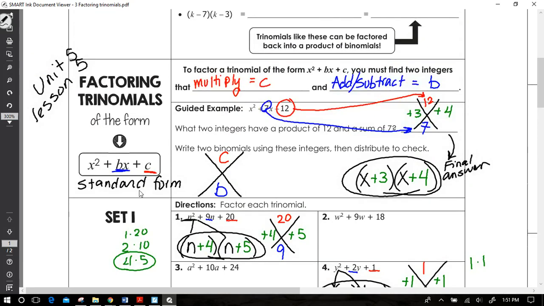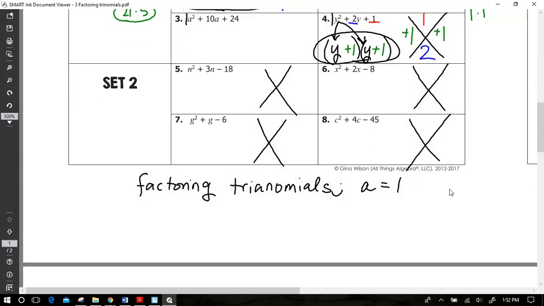And what I mean by that is, in the standard form of a quadratic, there's going to be an A here. Okay, and right now our A values equal 1, meaning the coefficient of the first term is a 1. Notice that in example 1, I just said n squared. That's the same thing as 1n squared, or 1w squared, or 1y squared, or 1a squared, okay? Our a value equals 1 for every one of the problems that we're going to solve today, okay?